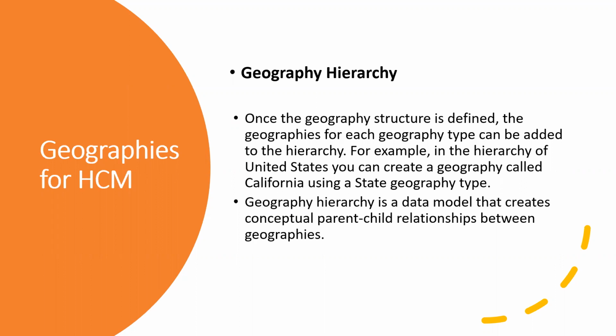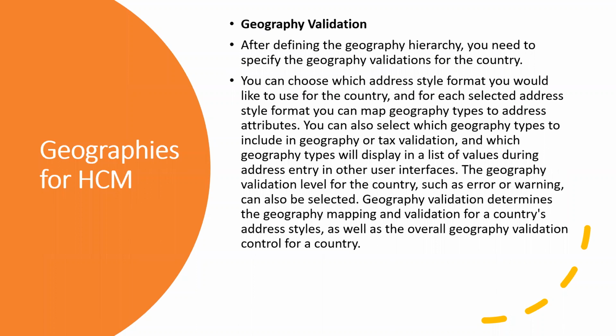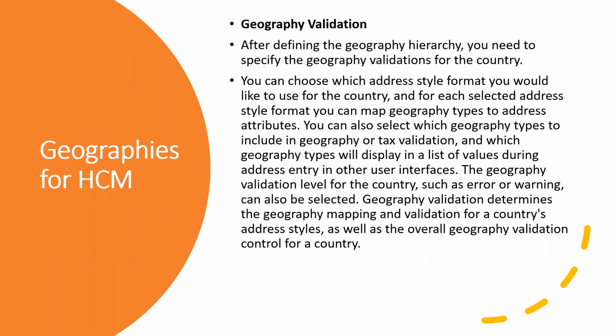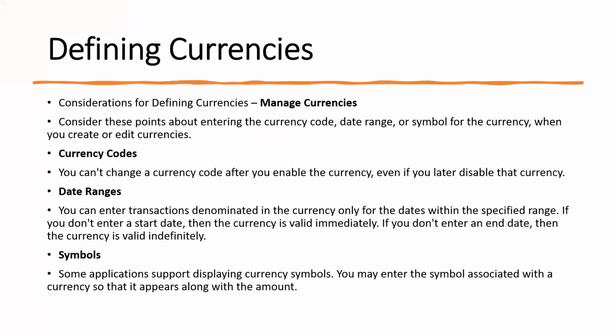So this is nothing but a concept. What I just explained is a parent-child relationship that we have to create. And after we define a particular geography hierarchy, we have to define and validate the mapping also. So this is all about the geography part. Maybe on Monday, we will see how we can define these geographies in the system. Then the other concept comes as part of currencies.